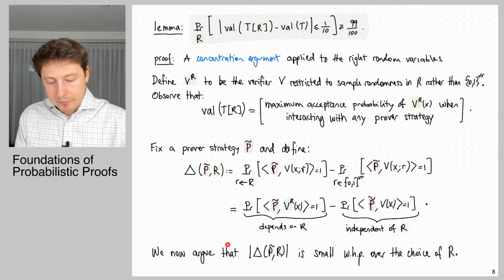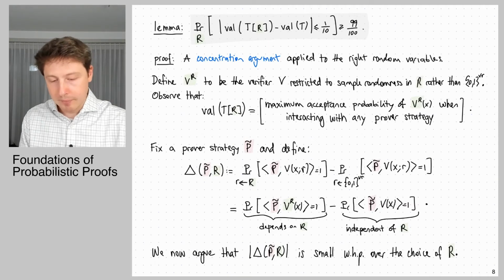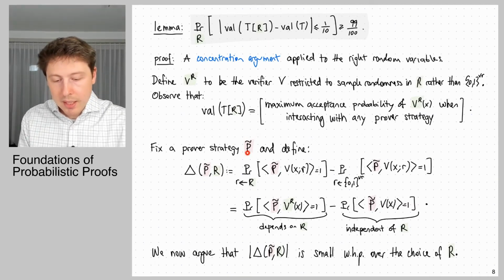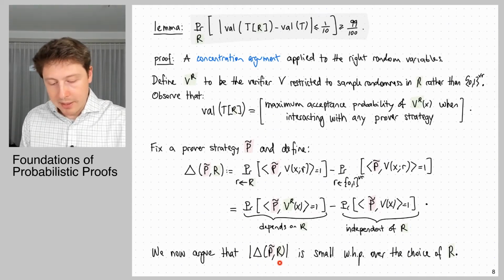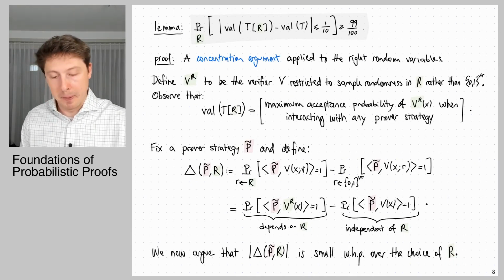What we're going to do is prove, so we have fixed a particular prover, right? We will deal with all provers later on. For now, we are fixing a prover. Intuitively, later on, we're just going to take a union bound over all provers. But we have fixed a prover, and we want to prove that with high probability, this difference is small over the choice of randomness. Okay?